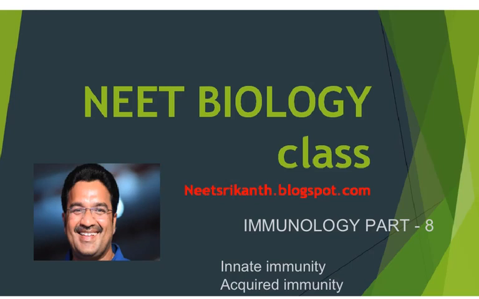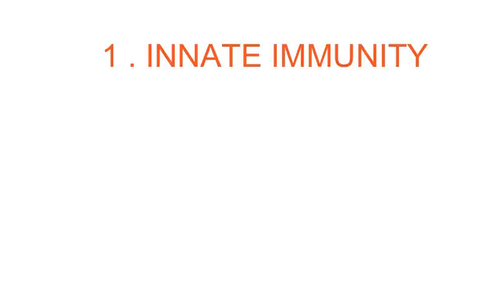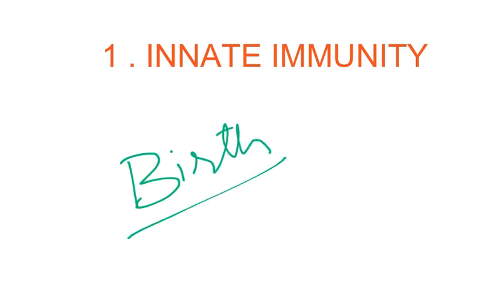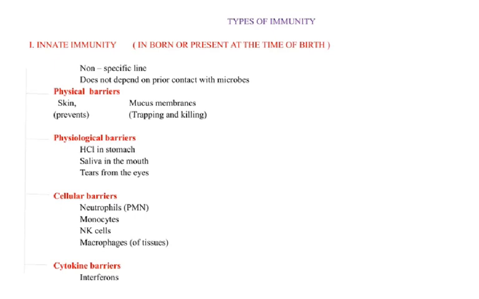Immunology Part 8. Here we discuss innate immunity and acquired immunity. Innate immunity: the immunity we get by birth is called innate immunity. It is inborn, present at the time of birth. It's a non-specific line and does not depend on prior contact with microbes.